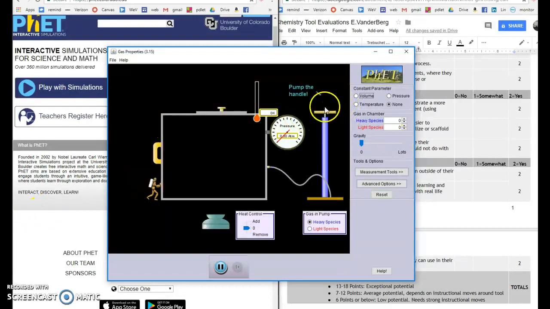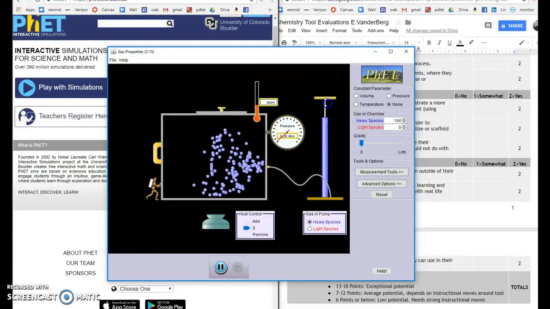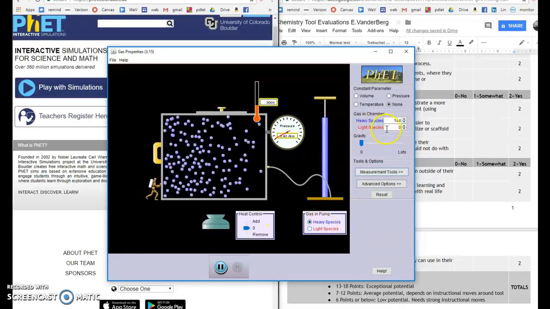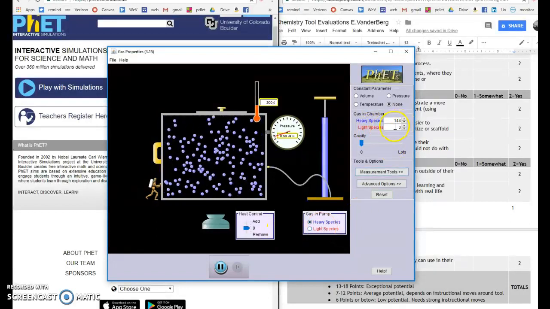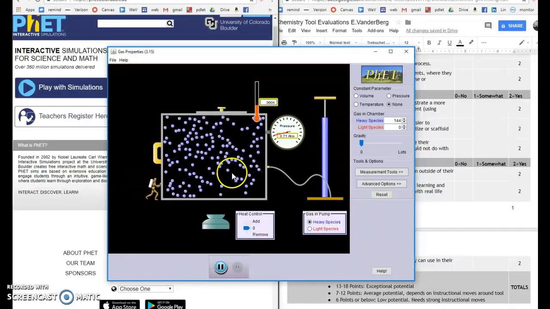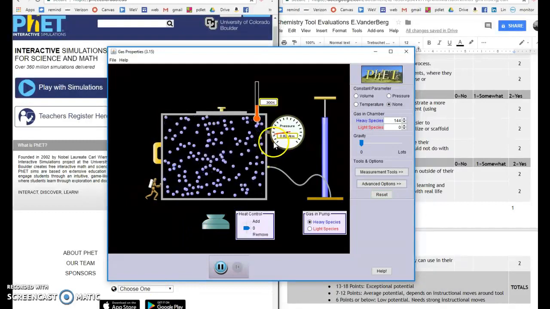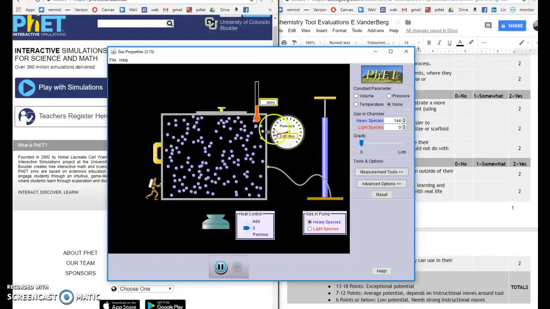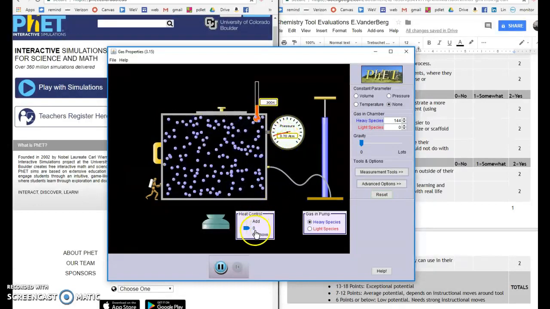What you have to do is you have to pump the handle, you have to try something, and you have to see what happens. What happens when you add 144 heavy particles? Well, you notice some things are happening. The pressure is going up. This is actually a pressure gauge, this is a temperature gauge.